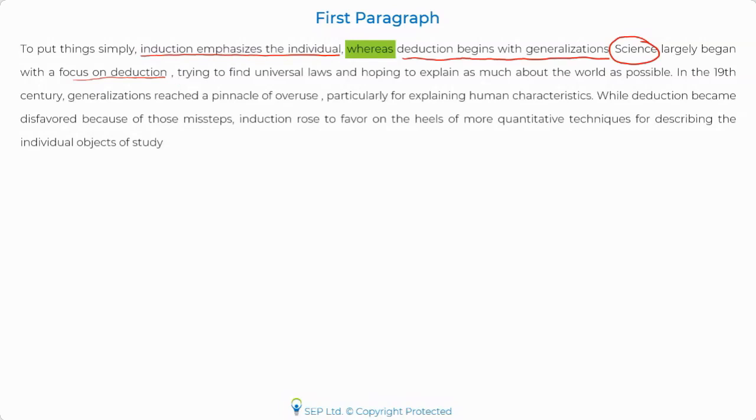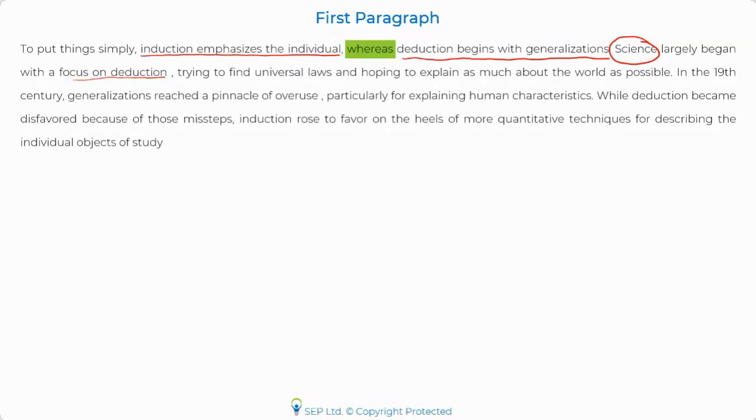Trying to, so this is a comma plus ing here, and this is modifying the verb began. So the manner in which science began with a focus on deduction is: science was trying to find universal laws, and science was hoping to explain as much about the world as possible. So this entire line tells me why science started with deduction. Okay, fine.